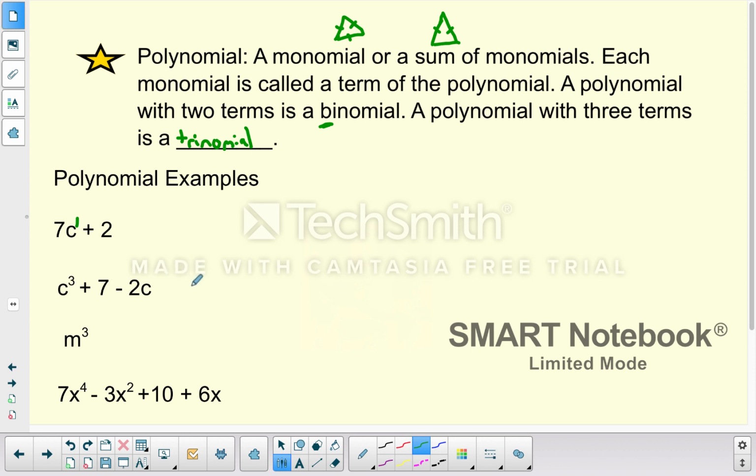So if I was to write this in standard form, which we're going to get in the habit of doing, I should really write this as c cubed minus 2c plus 7. This one's a monomial, so I don't need to rewrite it. This one, I would just need to rearrange the 10 and the 6x for it to be in standard form. So it would say 6x plus 10, and then the front part of it could stay the same. It would be 7x to the 4th minus 3x squared.